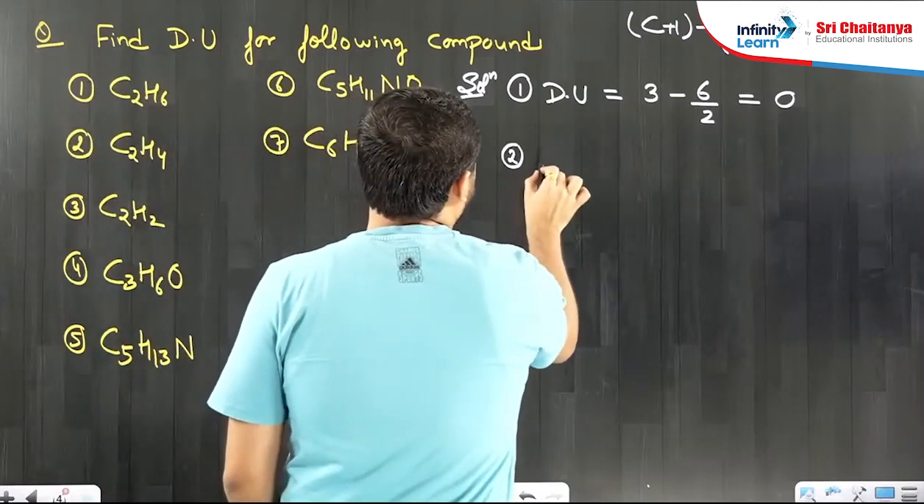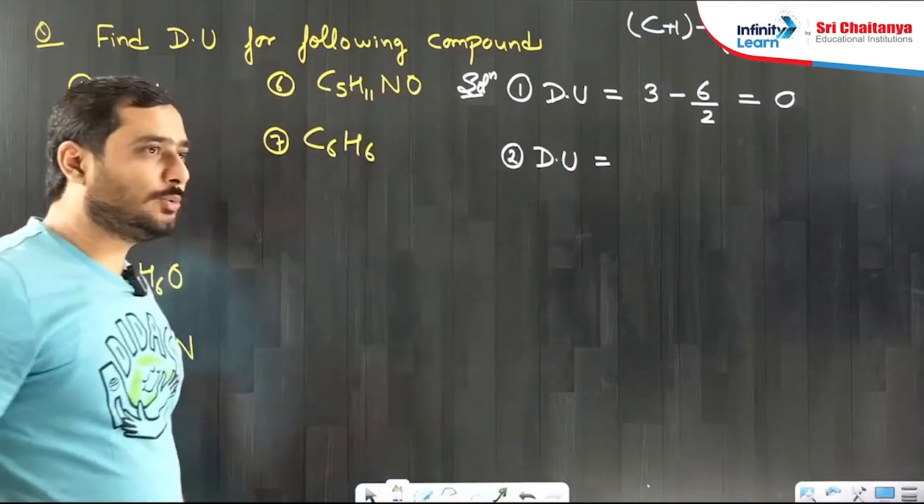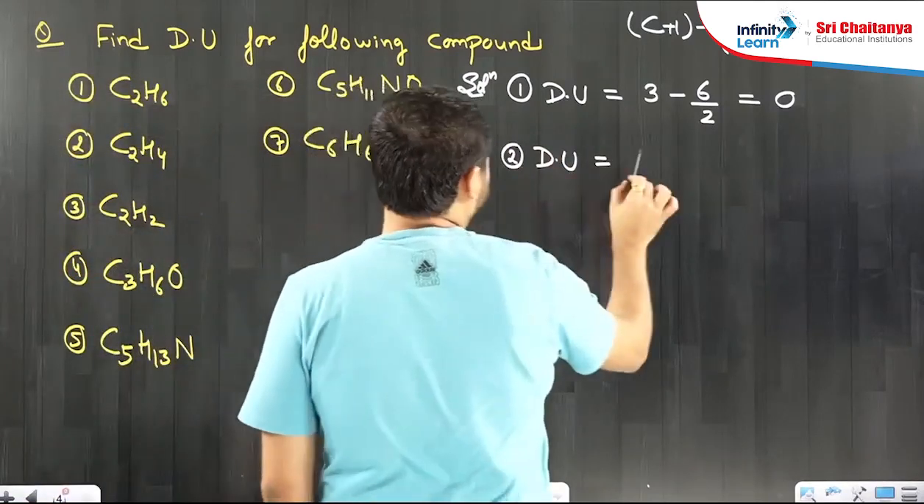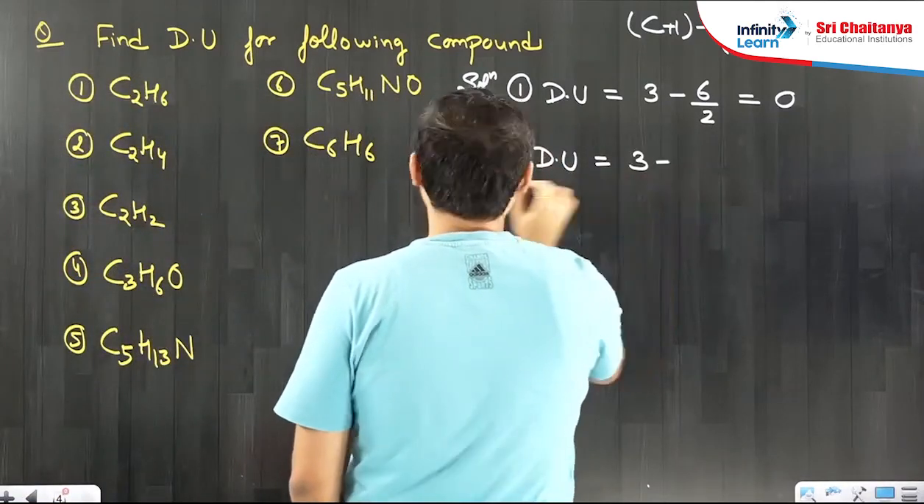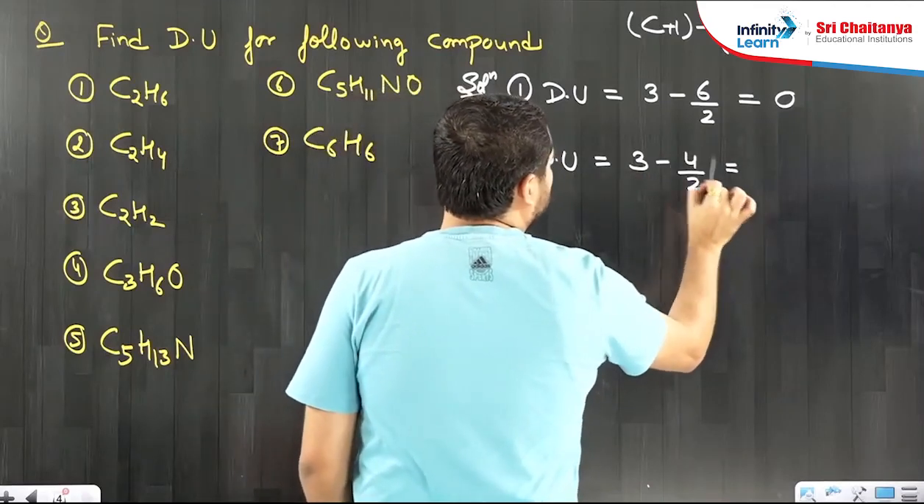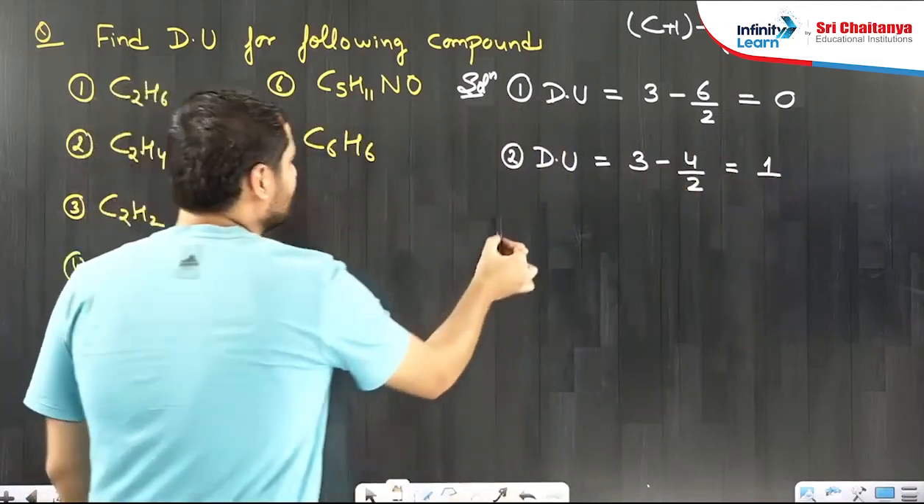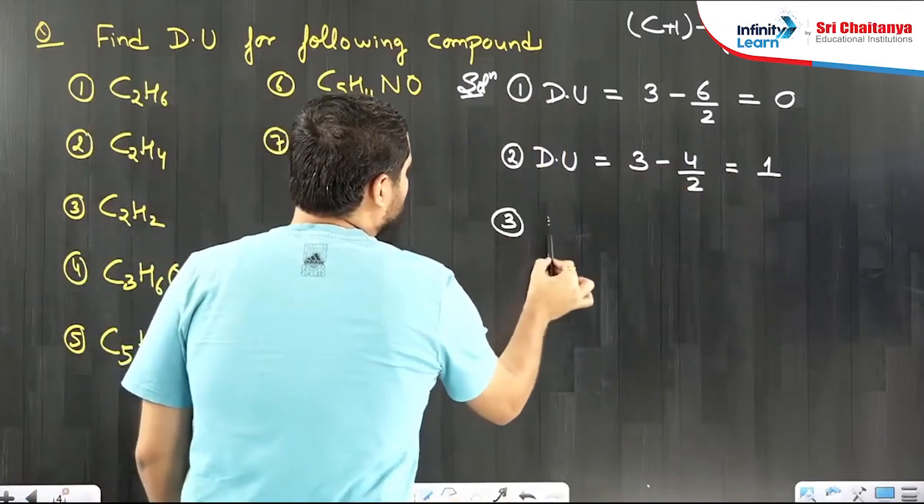Now let us solve the second part. Tell the degree of unsaturation for C2H4. How many carbon atoms are present? 2. So 2 plus 1, 3. How many hydrogen? 4. So 4 divided by 2. So 3 minus 2. How much degree of unsaturation? 1. Clear? Let us move to the third part.